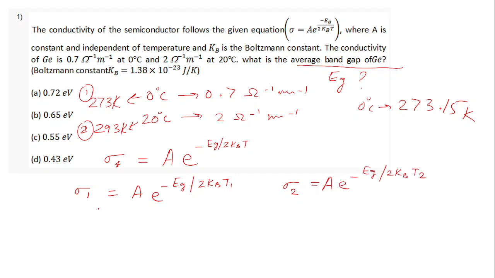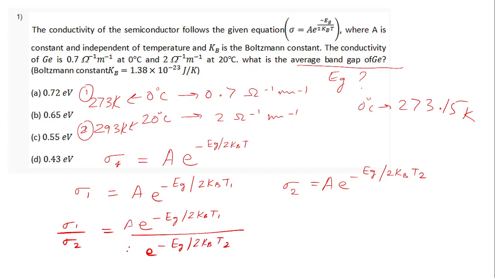Okay. Now, if I divide sigma 1 by sigma 2, the values of these conductivities we'll put at the end. Now I am just trying to simplify these expressions. So when I divide these two, A will get cancelled, and in the numerator I will be left with this, and in the denominator this, e to the power minus Eg by 2 kB T2. Why? Because the A that was there in both will get cancelled.